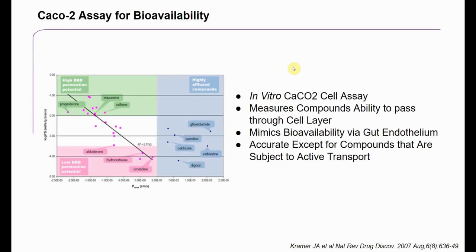And you can see here how for a lot of these compounds it was very highly predictive of their ability to be absorbed in the gut. Compounds that do have problems with this assay are ones that are subject to active transport. And so they could not be predicted because they're highly effluxed by drug pumps in the gut.